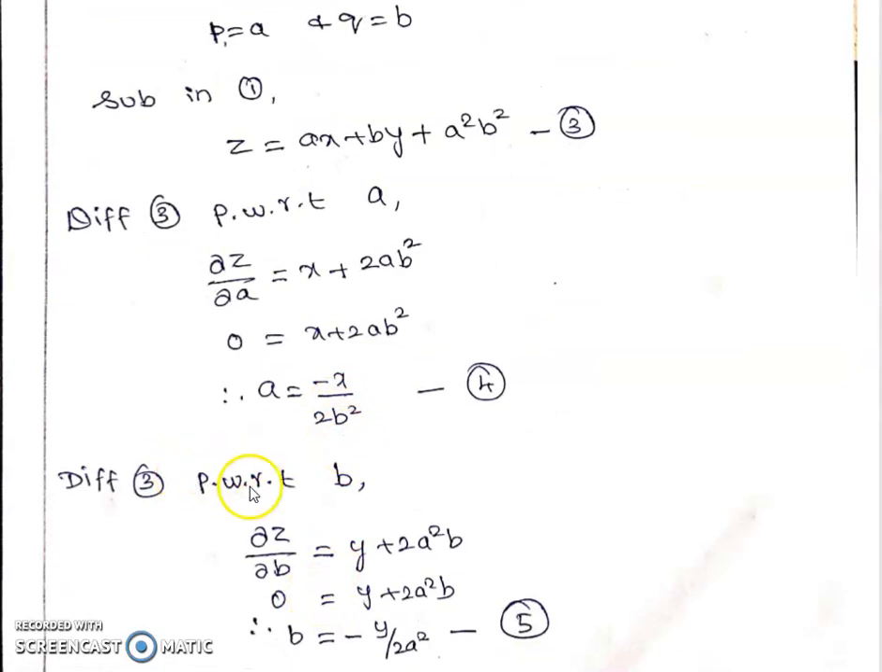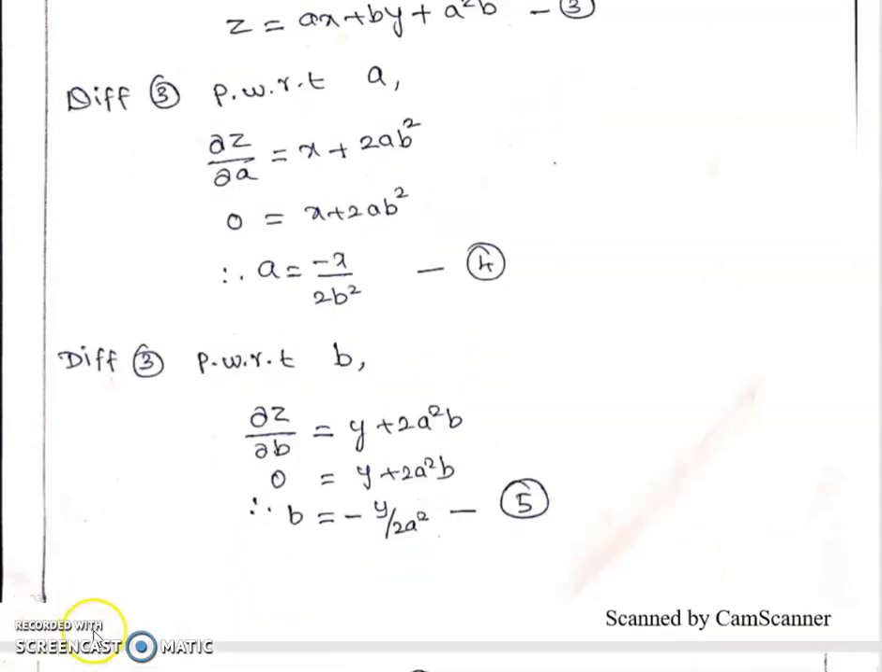Next, differentiate 3 partially with respect to b. dou z by dou b is equal to y plus 2a square b. So here we know that dou z by dou b is equal to 0. So from this we can calculate b is equal to minus y by 2a square.